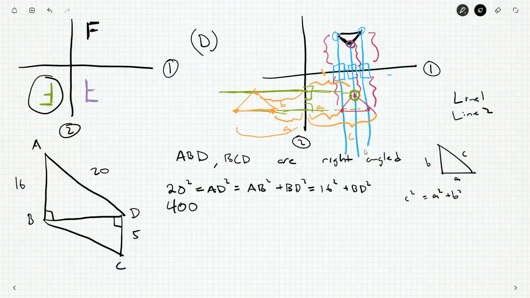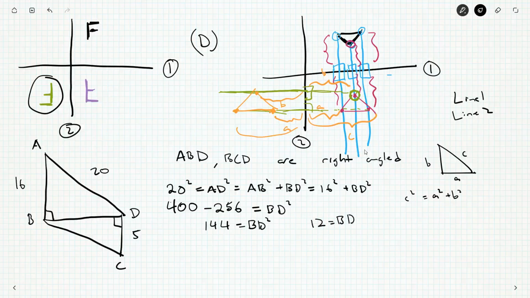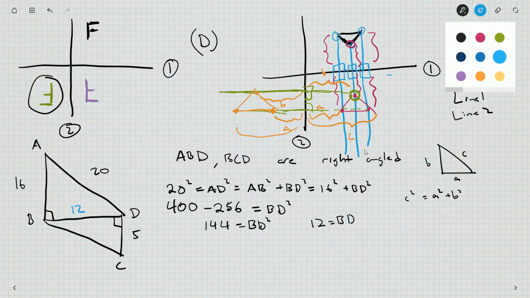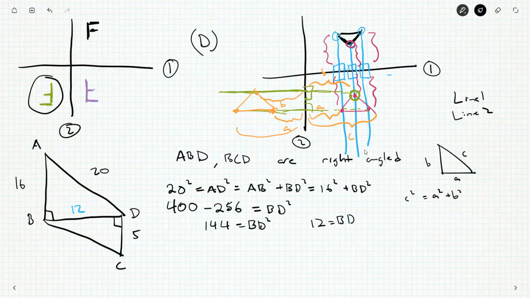400, now we can bring over the minus 16 squared. Again, bust out the calculator if you need to. We're going to get 144 is BD squared. And you can press square root, and you'll see that 12 is equal to BD. So let's add that in. We've worked out 12. Now we've got another triangle down here, 5, 12, and BC.